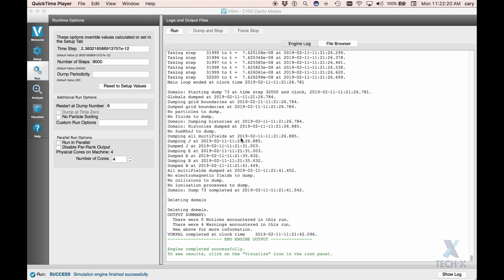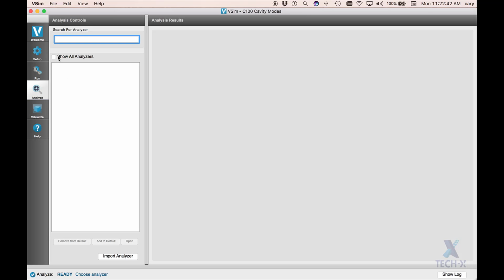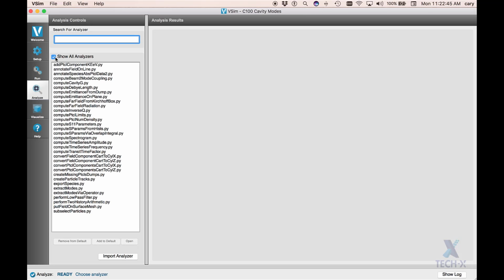To get the frequencies and amplitudes of the modes more precisely, we will use the second time derivative mode extraction method. This is what required that we dump in groups of 3 as we set in basic settings. To carry out this analysis, we start by going to the Analyze tab, show all the analyzers, and open Extract Modes via operator.